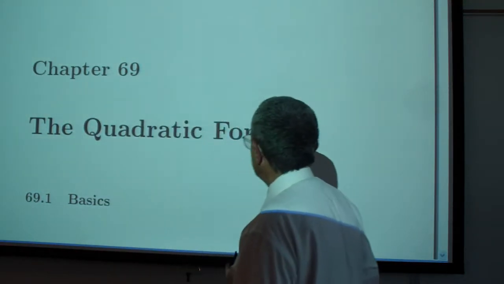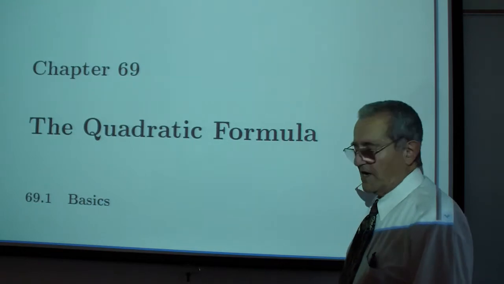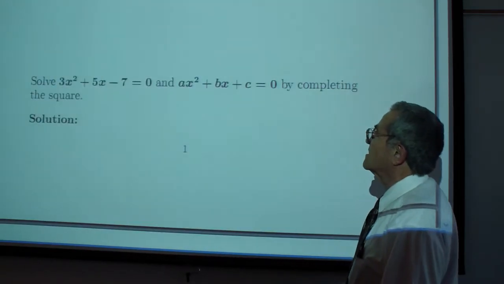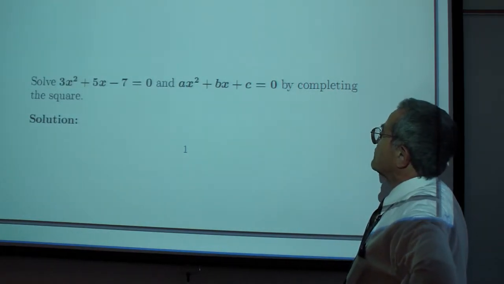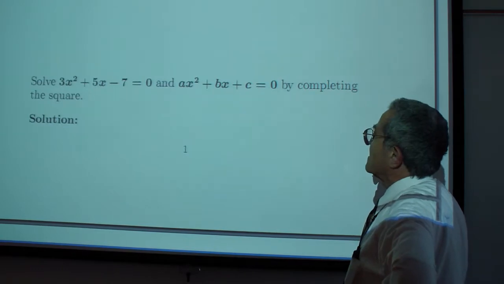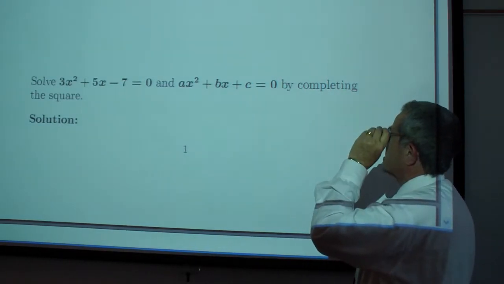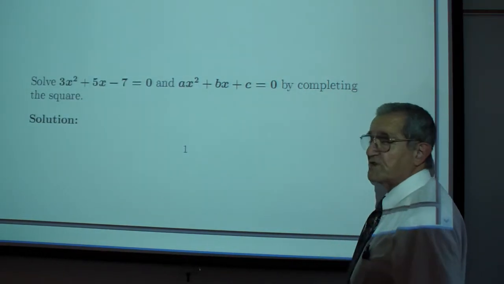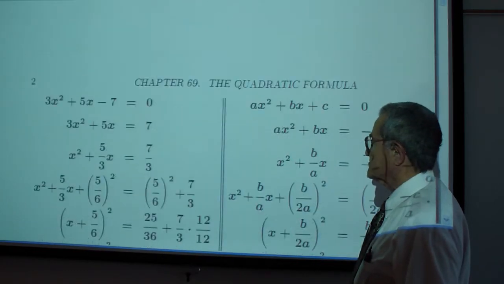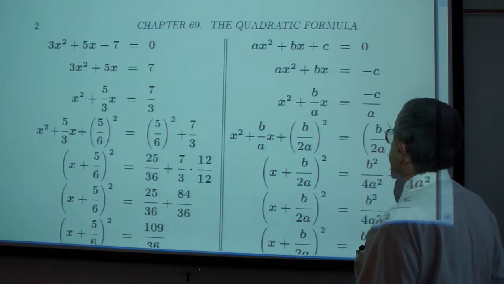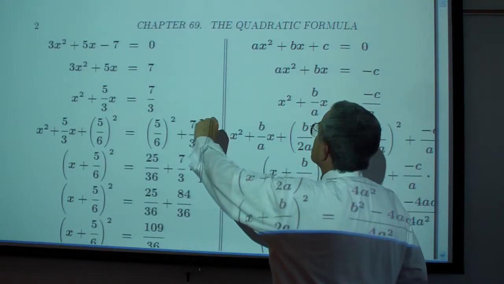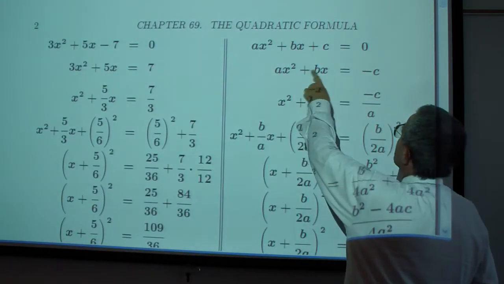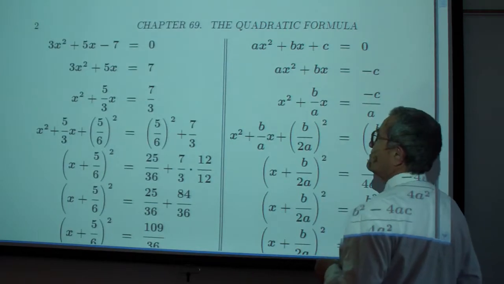Chapter 69, the quadratic formula. Solve 3x squared plus 5x minus 7 equals 0, and ax squared plus bx plus c equals 0, by completing the square. Do it side by side. 3x squared plus 5x minus 7, ax squared plus bx plus c equals 0.